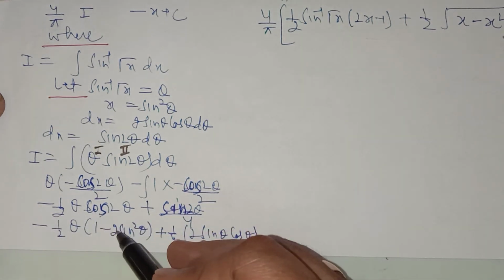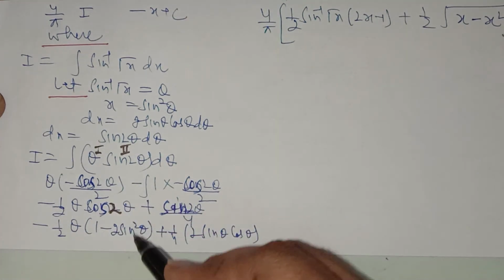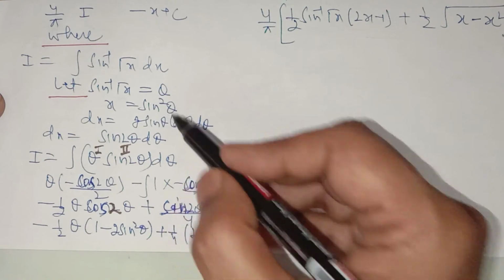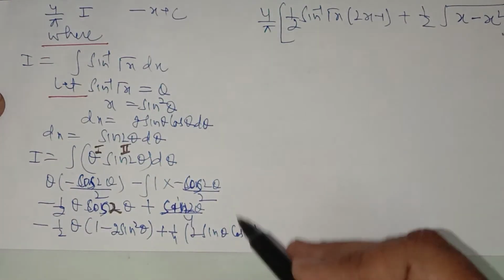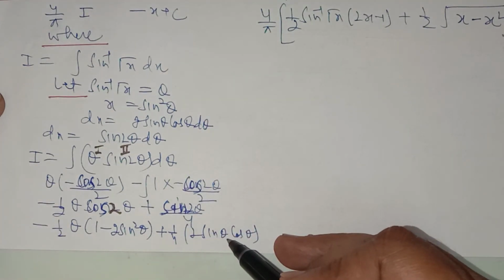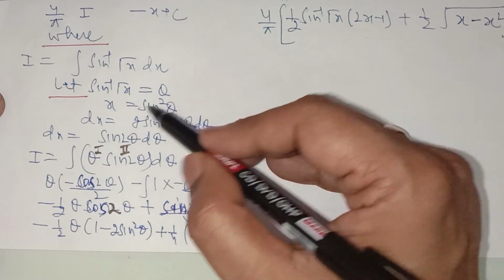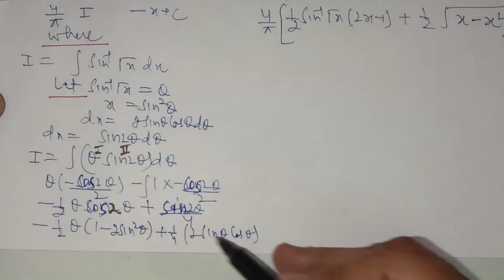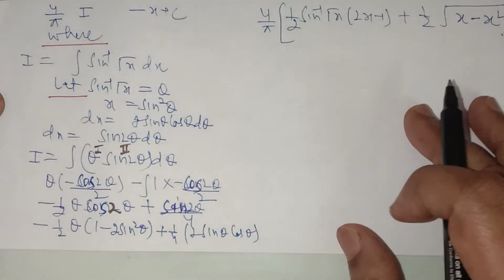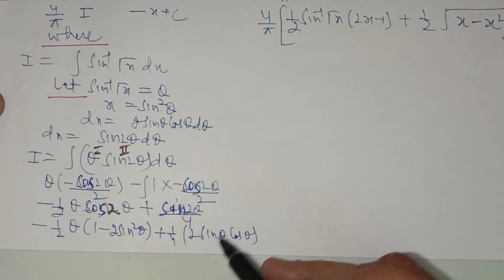In place of cos 2 theta, you can write 1 minus 2 sine square theta, because we know the value of sine square theta. We have sine 2 theta, so you can write 2 sine theta cos theta, because you have to convert all these terms in terms of x, and we know that sine square theta is equal to x, and from this you can easily find the value of cos theta also. That is why we are converting all these terms in sine theta and cos theta. So cos 2 theta is 1 minus 2 sine square theta, sine 2 theta is 2 sine theta cos theta.